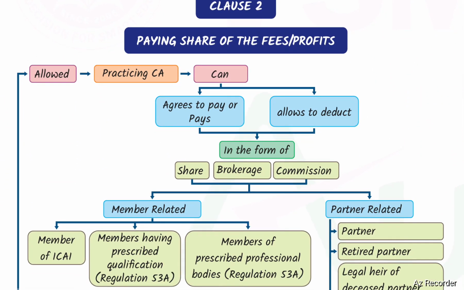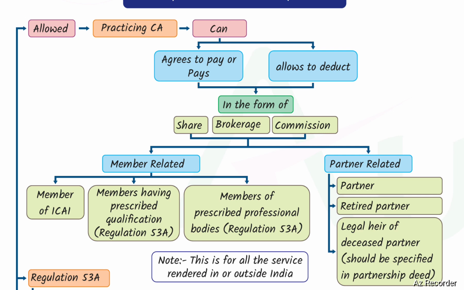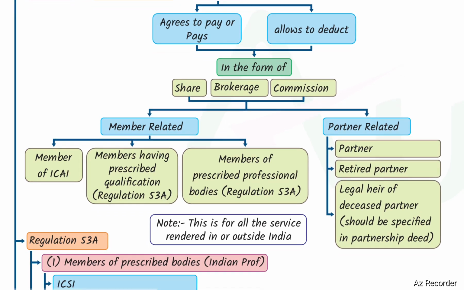A practicing CA can agree to pay, or pays, or allows to deduct in the form of a share, brokerage or commission to members related to a member of ICAI, members having prescribed qualification under Regulation 53A, and members of prescribed professional bodies under Regulation 53A, partner related to partner, retired partner, legal heir of the deceased partner, which should be specified in the partnership deed. This is for all the services rendered in India or outside India.